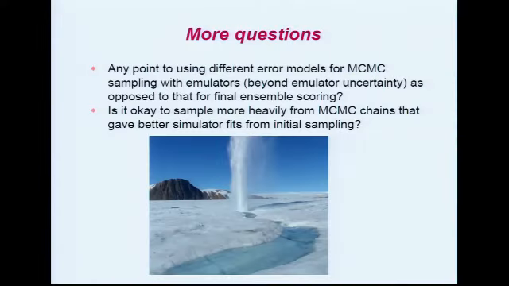And a couple of questions I've had too. Is there any point to using different emulators for the Markov chain sampling as opposed to the final scoring of the ensembles? I'm just wondering, because the error models can affect how the Markov chain sampling goes, and I wonder if there are ways of somehow using the error models to improve the sampling. I don't know, just some ideas I've had.